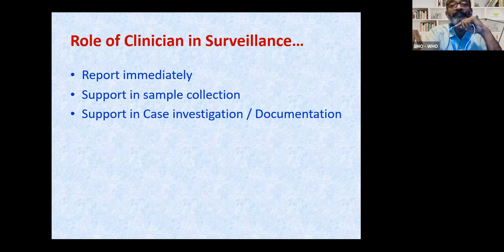We can avoid that. And the last thing will be support in case investigation and documentation. Most part of the case, it's a very simple one pager. But the issue is some of the things can be filled only by a medical officer. So at that point, for our health team, just help them out in filling up that tone, reflexes, those part. So these are the small things which can help the surveillance in a very big way.